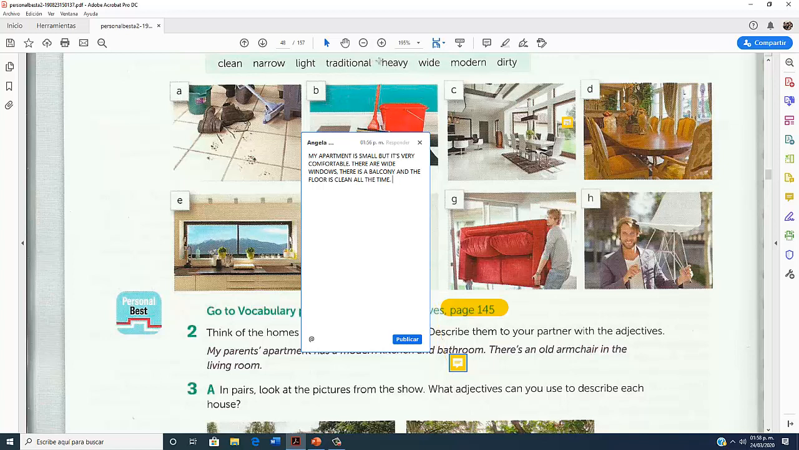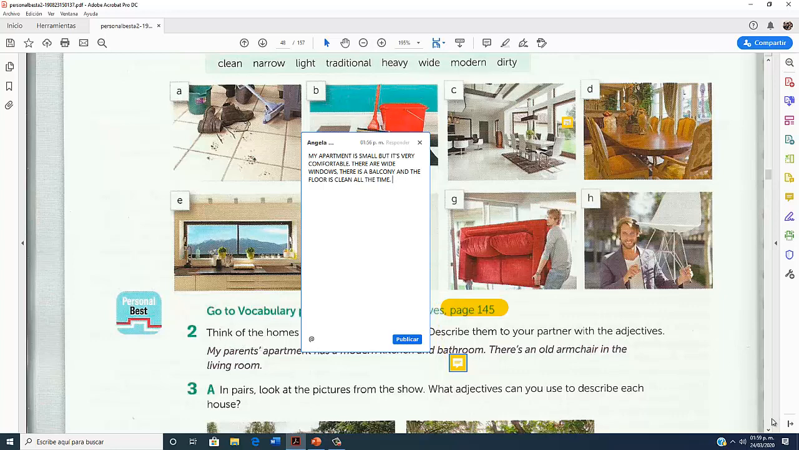Here, I try to use some of the adjectives we have seen here, and also there is and there are, something that we did on the previous video. So here, for example, I can say about my apartment. My apartment is small, but it's very comfortable. There are wide windows, there's a balcony, and the floor is clean all the time. Yes, it's clean all the time because I have a baby. I have 2 children, so I clean the floor all the time so that it is clean for them to play. Yeah? So as you can see here, you can use one of those adjectives to describe where you live or to describe someone's house, like here in the example.